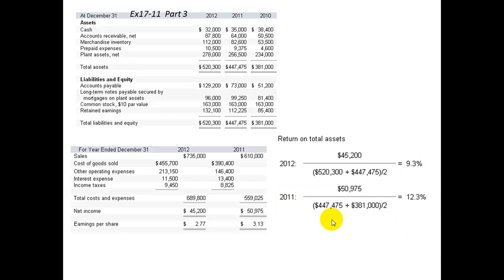2011, we generated $50,975 worth of income, and we want to divide that by the average assets that we had available to use in 2011, and it looks like the average assets gave us a return on total assets of 12.3%. So going from 2011 to 2012, our return has gotten smaller. So that is a negative, and we want to see if there's some kind of problem here that we can figure out why this was lower in that year.